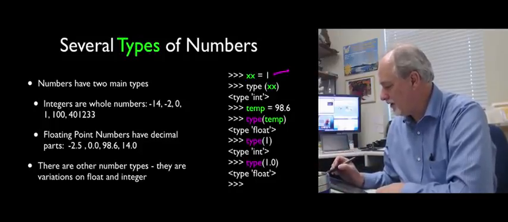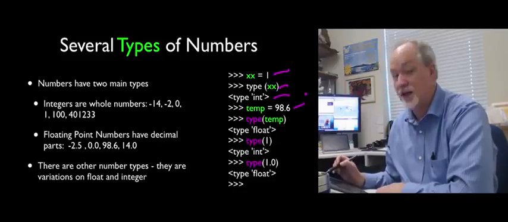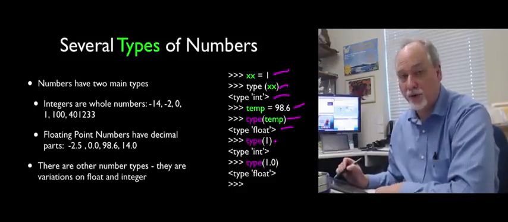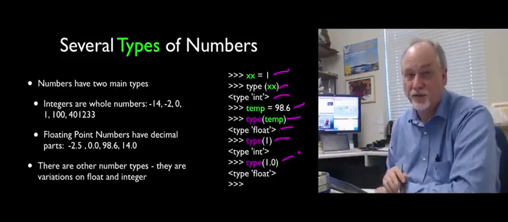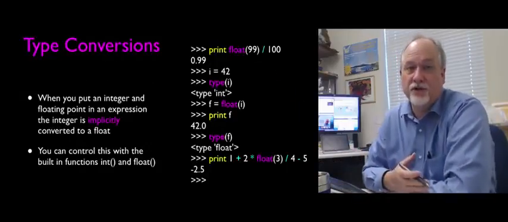And so here we have x is 1, and we say, what is it? It's an integer. And we say it's 98.6, and we say, well, what's that? It's a float. And you can ask for both variables and constants. So what's the type of 1? It's an integer. And what's the type of 1.0? And it's a float.